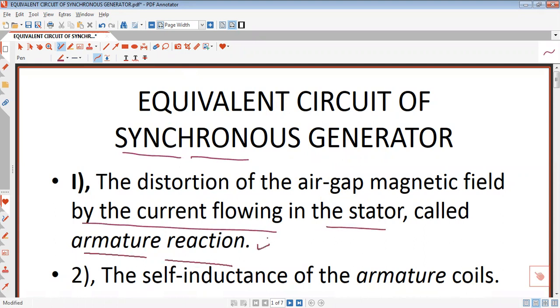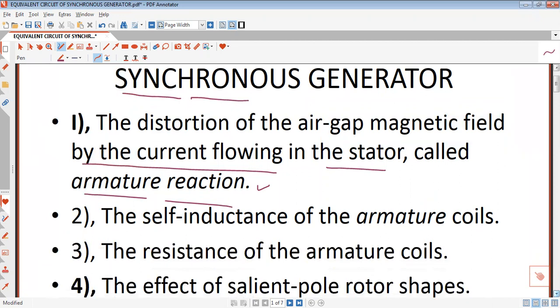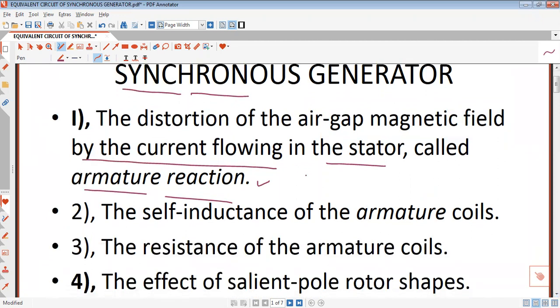This effect we have to consider for the modeling of the synchronous generator. It means that when the armature is loaded, it creates its own mmf, and that will affect the main magnetic field. We will see later the self inductance of the armature coils, the resistance of the armature coil, and the effect of salient pole rotor shape.